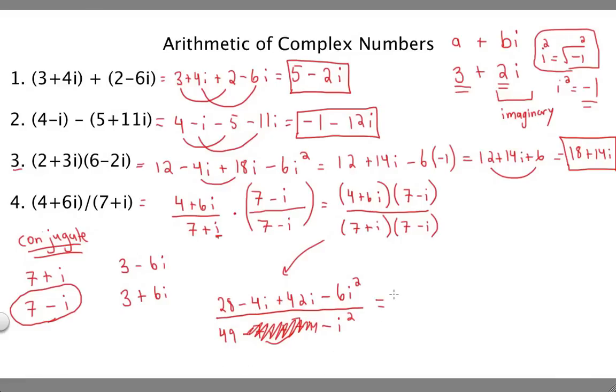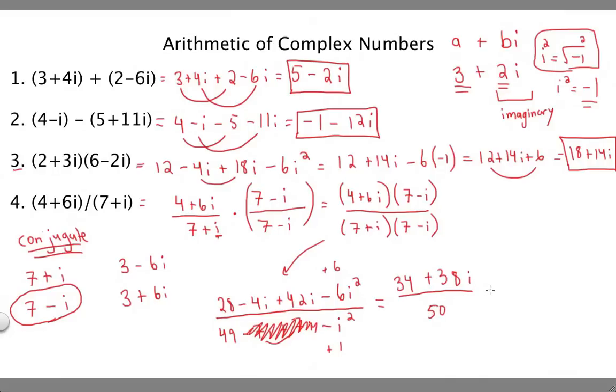So let's simplify the top up here. We have a negative 6i squared, which is the same thing as positive 6, right? So 28 plus 6, 34. We have minus 4i plus 42i, so we're going to have plus 38i in the numerator. In the denominator, we're going to have 49 minus i squared. So this is just plus 1, correct? 49 plus 1 is 50.